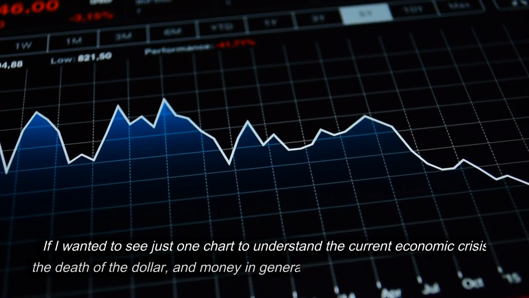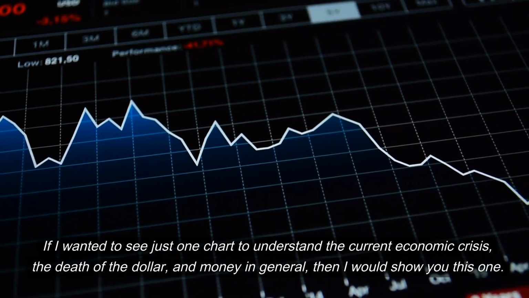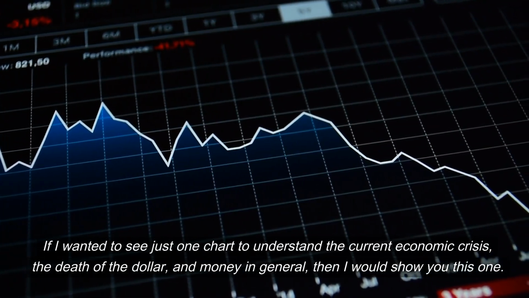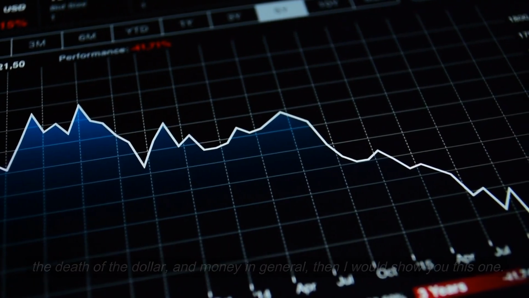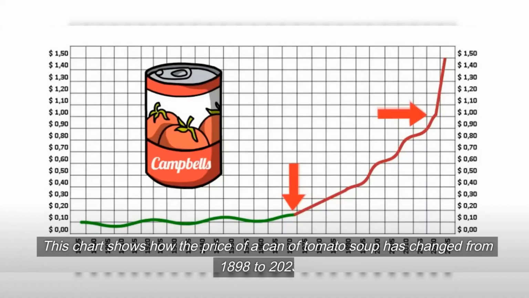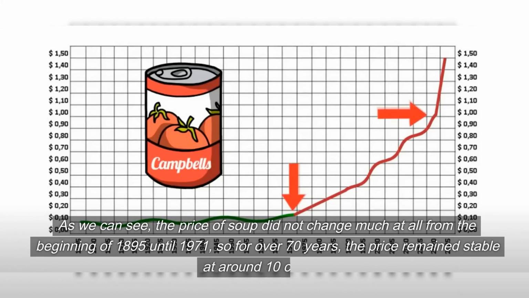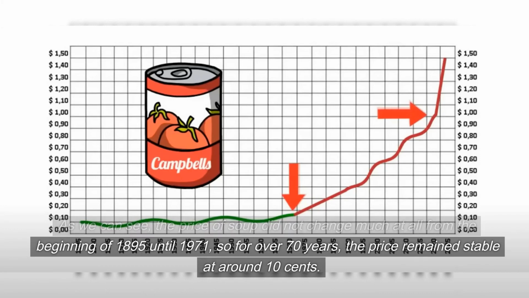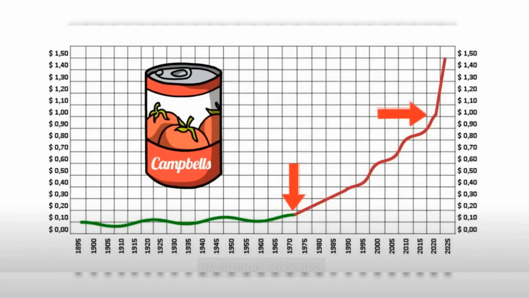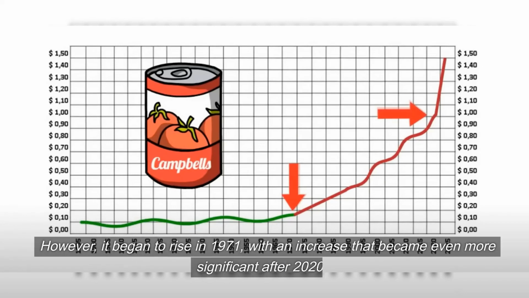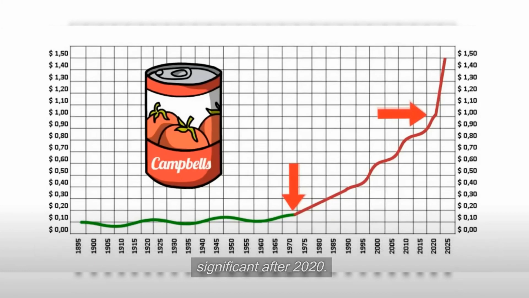If I wanted to see just one chart to understand the current economic crisis, the death of the dollar, and money in general, then I would show you this one. This chart shows how the price of a can of tomato soup has changed from 1898 to 2023. As we can see, the price of soup did not change much at all from the beginning of 1895 until 1971, so for over 70 years, the price remained stable at around 10 cents. However, it began to rise in 1971, with an increase that became even more significant after 2020.